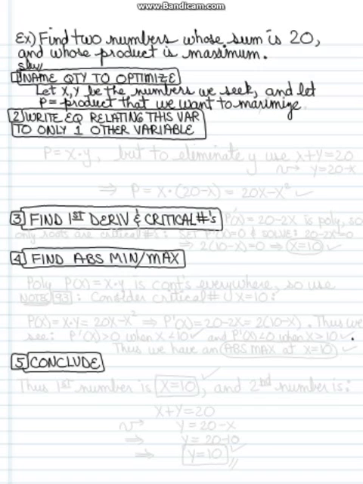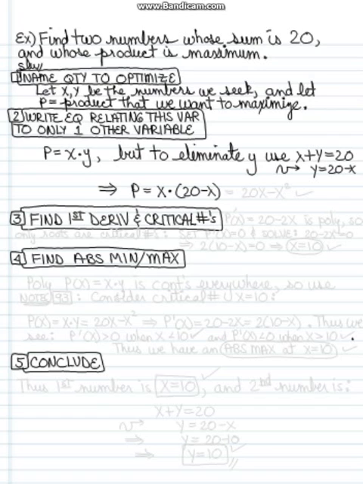Step two, write an equation relating this variable P with only one other. Well, we know that P equals x times y, but we need to eliminate one of those variables. We can only have two variables here. So in order to eliminate y, we'll use a relationship between x and y. Specifically, the given information said x plus y equals 20. Solve that equation for y and substitute it into the product. P equals x times (20 minus x). Go ahead and distribute the x to get 20x minus x squared.